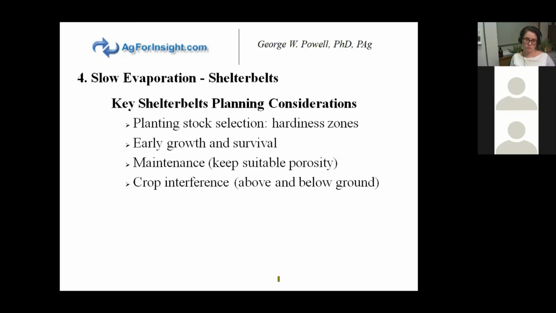And at the planting stage, it's always good to think about how those plants and crops may potentially interact. And so you want to avoid crop interference both above ground and below ground. And that's achieved with the spacing and with the species selection.